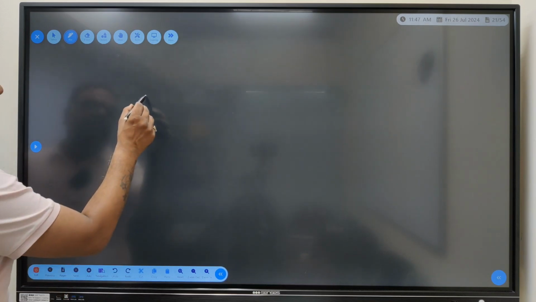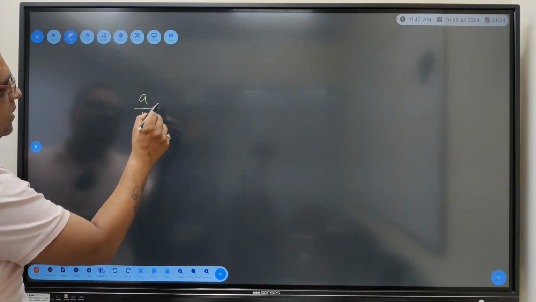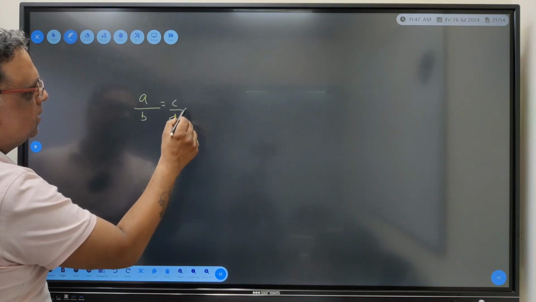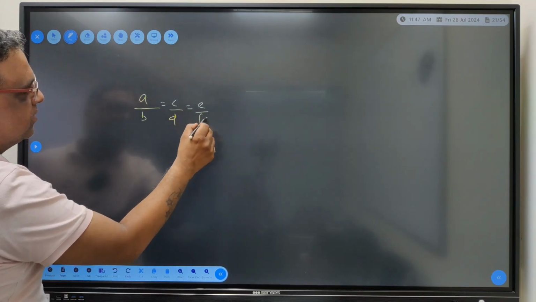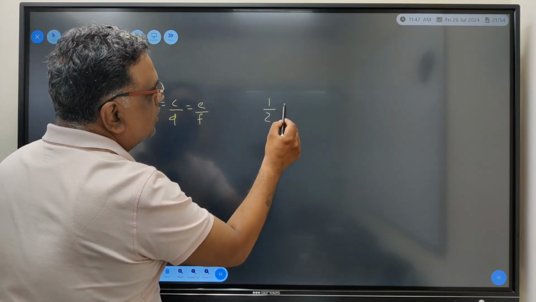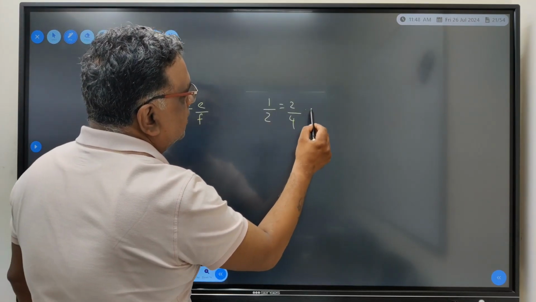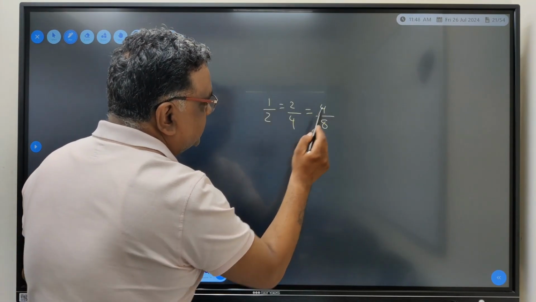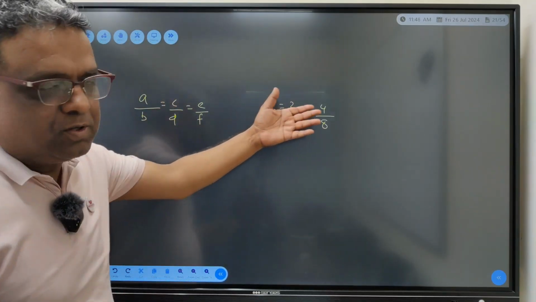Next, let us say we have A upon B equals C upon D equals E upon F. I will give you a real example. Isn't 1 upon 2 equal to 2 upon 4 equal to 4 upon 8? Yes or no? Because each of them is equal to half.